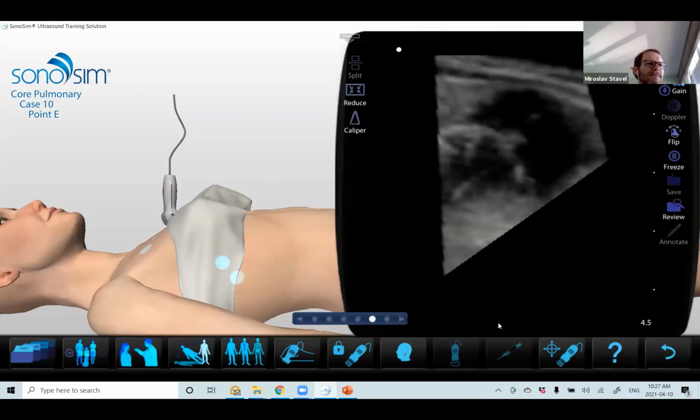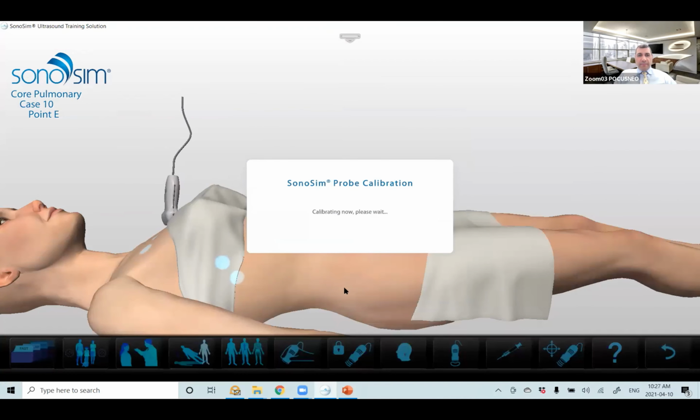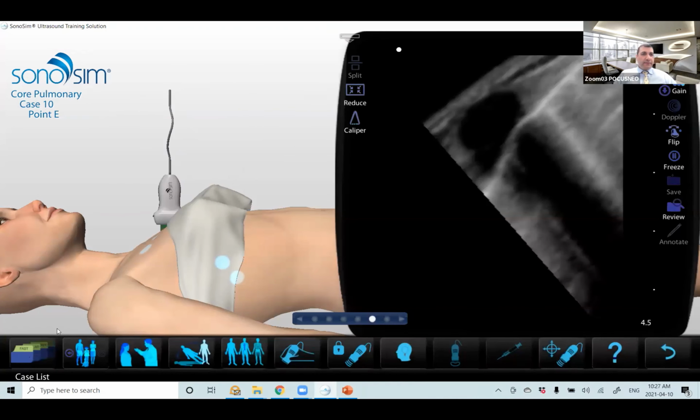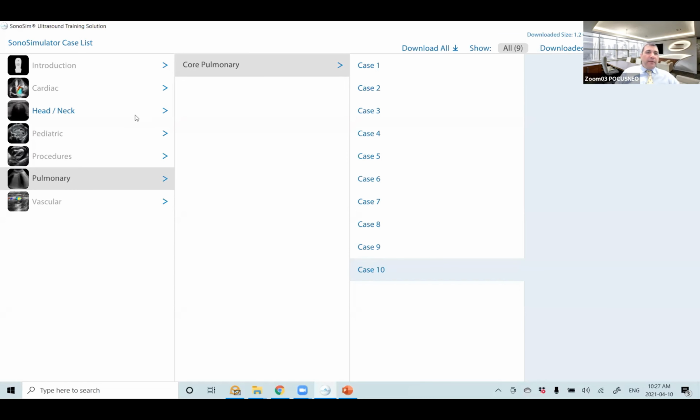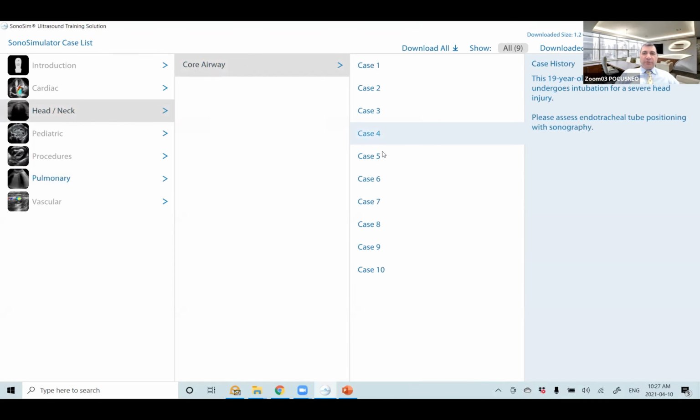Yes, sir. Okay, let me just calibrate the probe, and let us start with the first case. I will now go over the easy way to assess a child who is intubated.